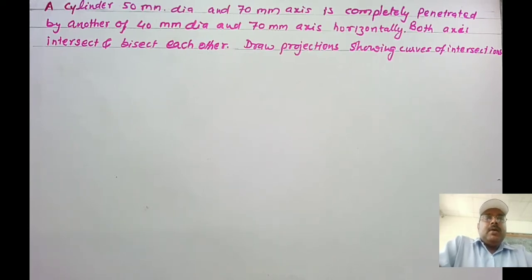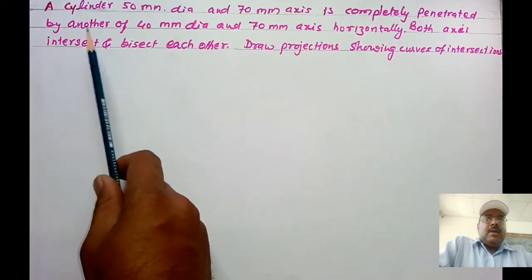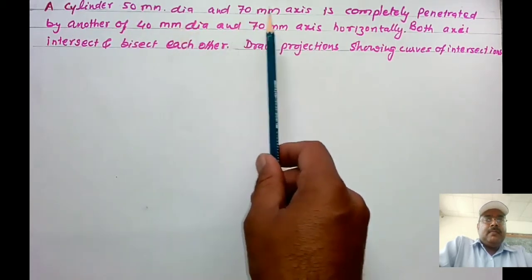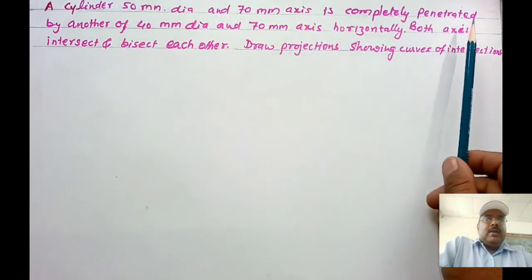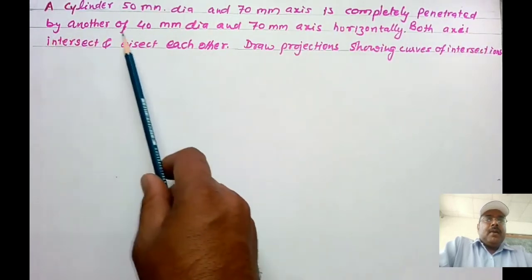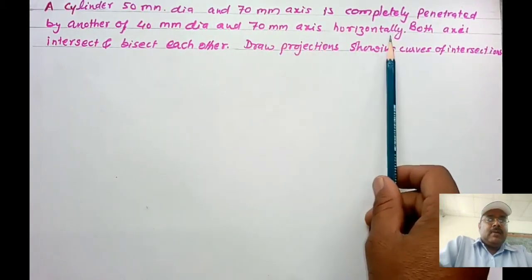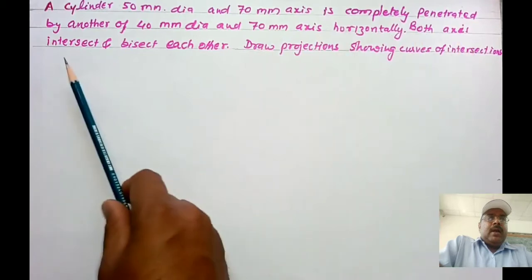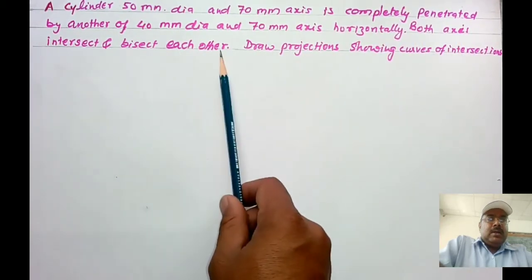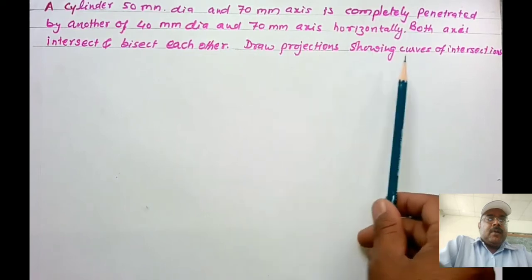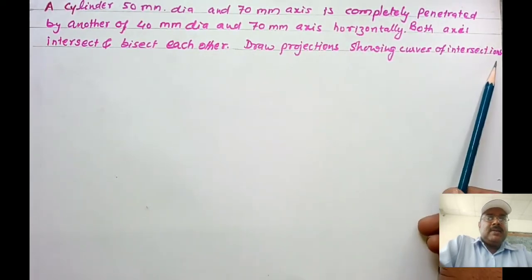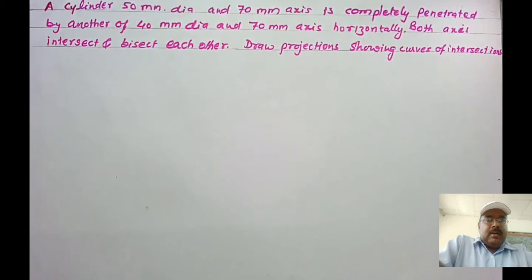In this problem, there are two cylinders, one having 50 millimeter diameter and the second having 40 millimeter diameter. The axis length of both cylinders is the same, that is 70 millimeter, and they are penetrating horizontally with each other, and the horizontal cylinder bisects the vertical cylinder at the center. We have to draw the projection showing curve of intersection.